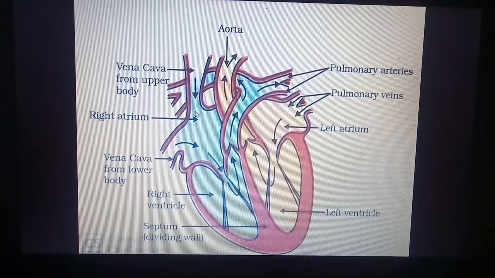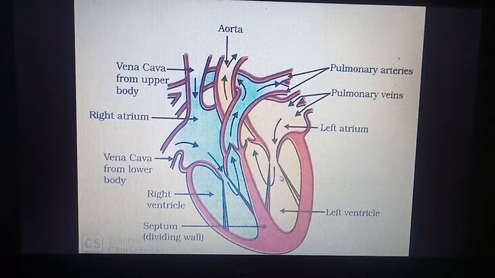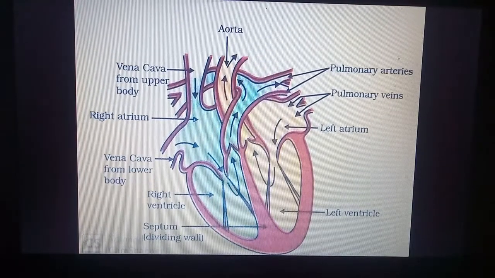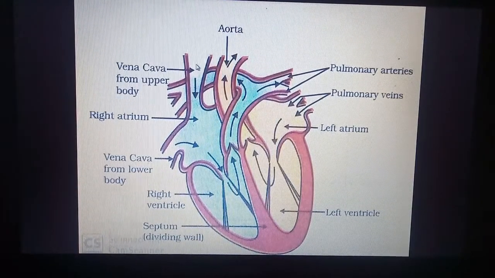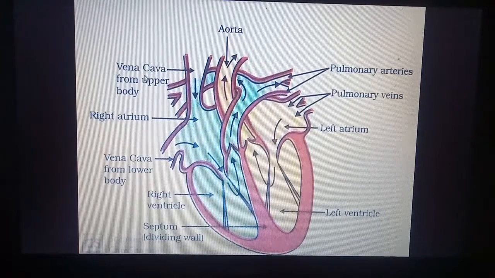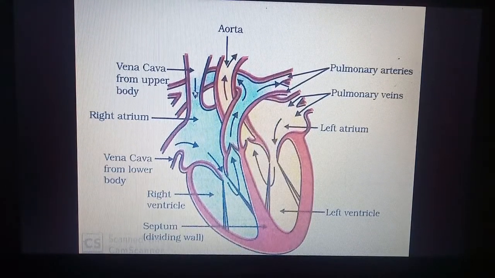So we can see here that the right side of the heart is blue colored because it contains deoxygenated blood, and the left side of the heart is bright colored because it has oxygenated blood, or blood which is rich in oxygen. Now the blood enters the right side through the vena cava. It is a large vein which brings blood. So the vena cava from the upper body is called the superior vena cava, and it brings blood from the parts above the heart, for example head and face.